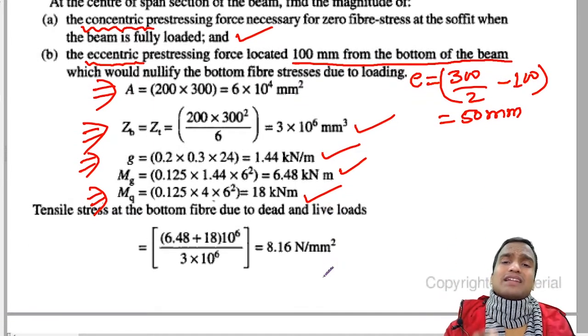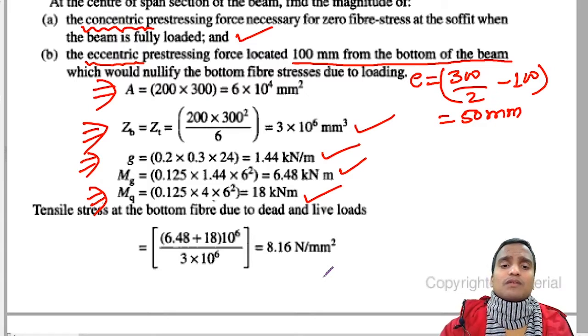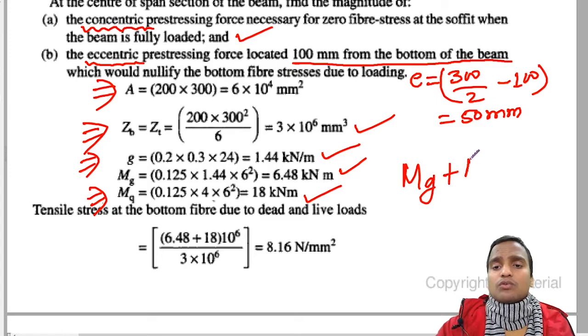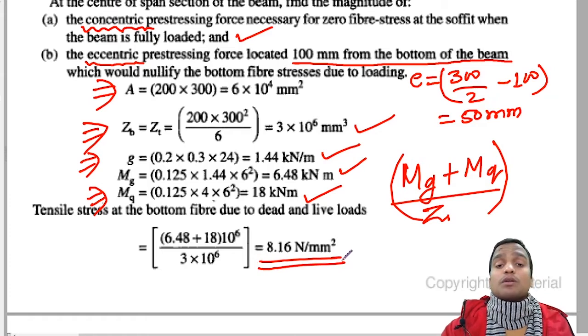Now let us calculate the tensile stresses that are generated when the beam is fully loaded. When the beam is fully loaded, it will be equal to Mg, the external load, and Mq, the live load, dead load plus live load, divided by Z. So this much tensile stress is being generated at the soffit. When we do this, we come to this value of tensile stress here, 8.16 Newton per mm square. Now in the first case we want zero fiber stress at the soffit.